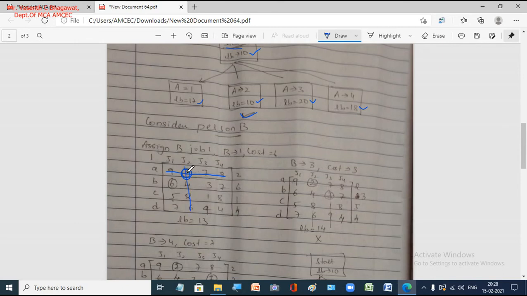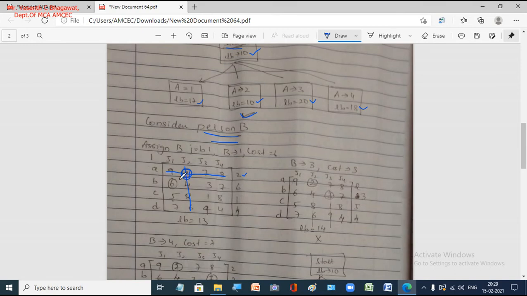Since you are assigned job 2 to A, what is the total cost for that? It is 2. So now we will consider the second person. One job is completed. Job 2 is assigned to A because that gives us the lowest lower bound. Now we will take the second person, B. For the second person, you can assign job 1, job 3, or job 4. You cannot assign job 2 because job 2 is already fixed to A.